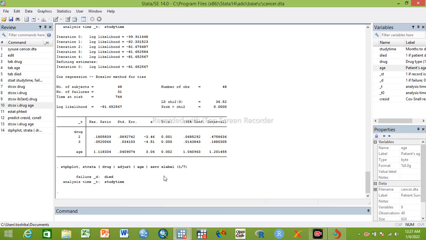So now in this course we have seen how to set survival data, how to make bivariable Cox regression analysis, how to make multivariable Cox regression analysis, and then how to test the Cox proportional hazard assumption statistically by using the global test and graphically. So this is all about today's topic or analysis.